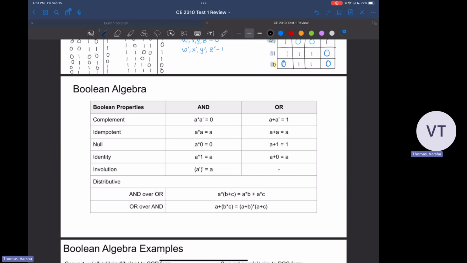You're always welcome to write out little truth tables at the beginning of your exam, just so you remember exactly what the properties are and what the outputs would be for any given 2 inputs. The 2 other key properties here are distributive over OR and OR over AND. We're going to see how we use that to convert between product of sums and sum of products forms in your examples coming up.